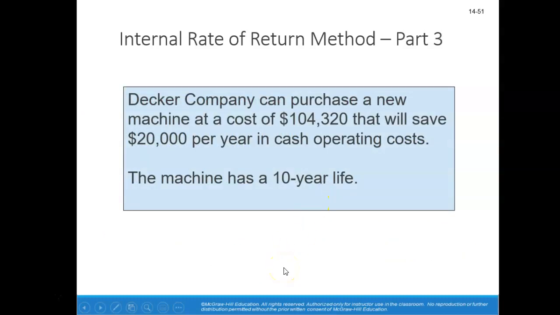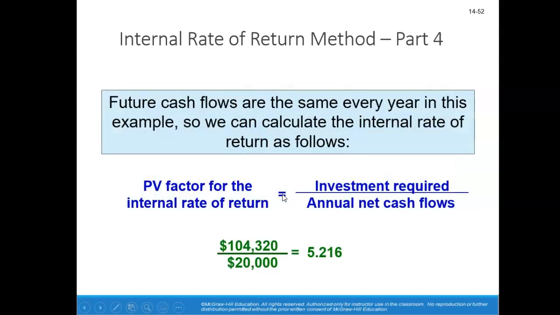Okay? For example, the Decker Company purchased a new machine at a cost of $104,320 that will save $20,000 per year in cash operating costs. So by buying this new machine, there's a cost saving of $20,000 per year. The machine has a 10-year useful life. We're trying to figure out what's going to be our internal rate of return.